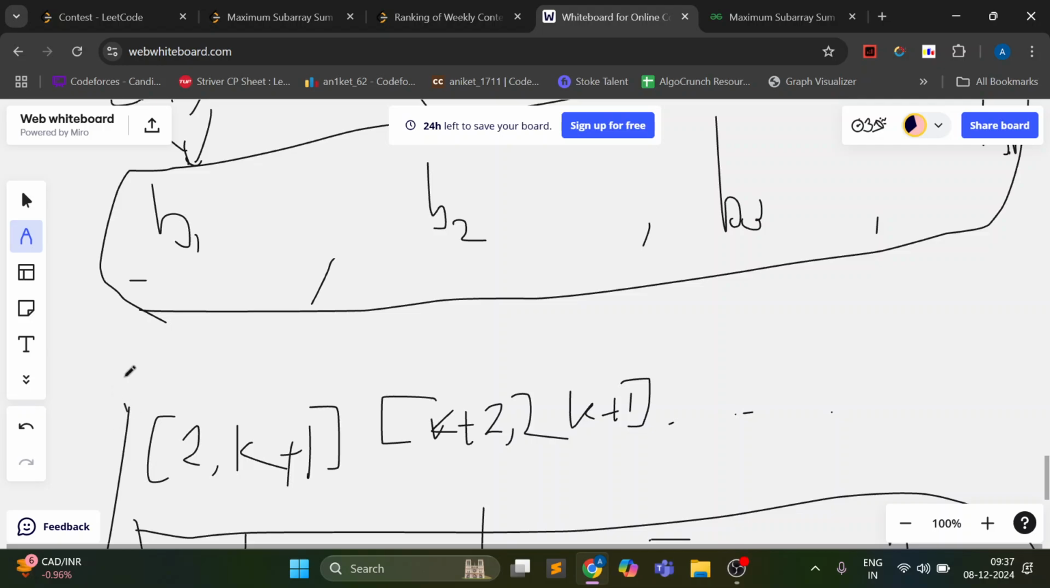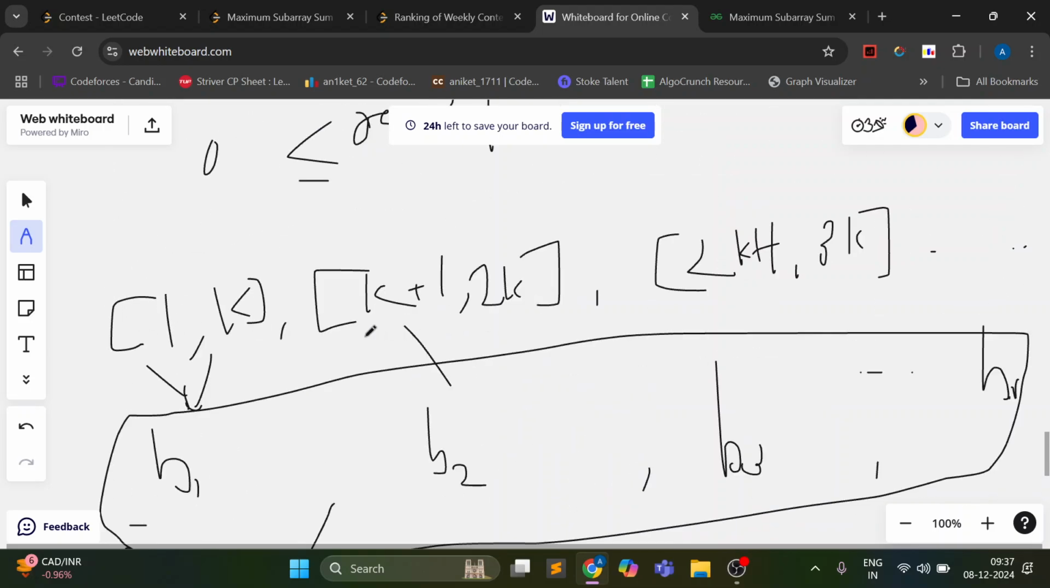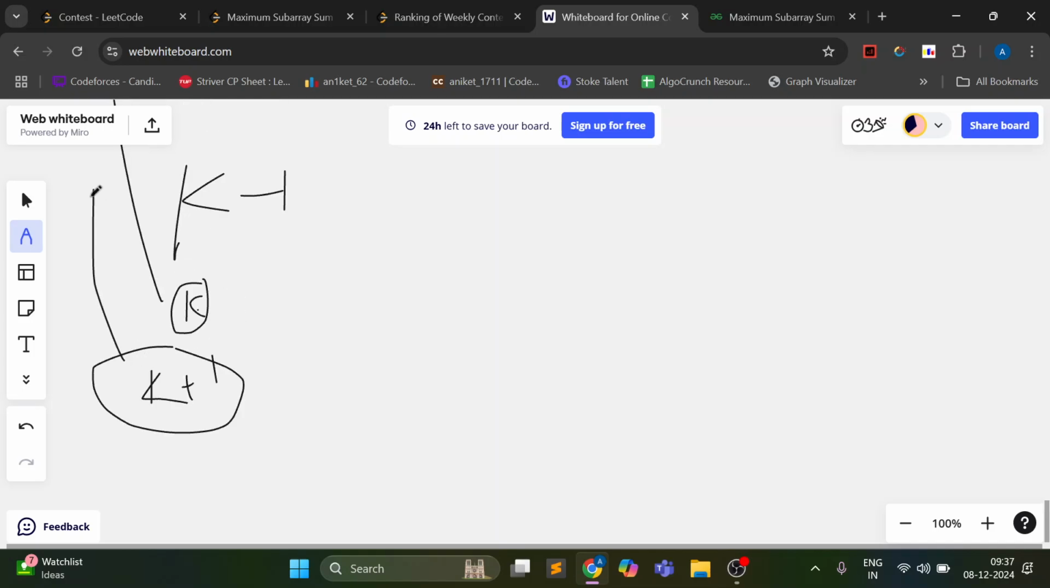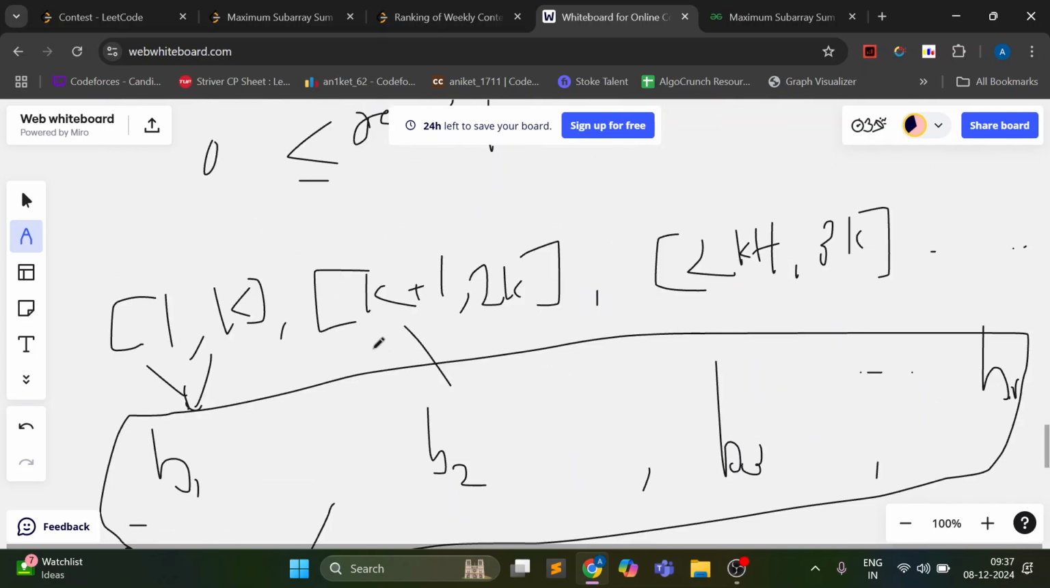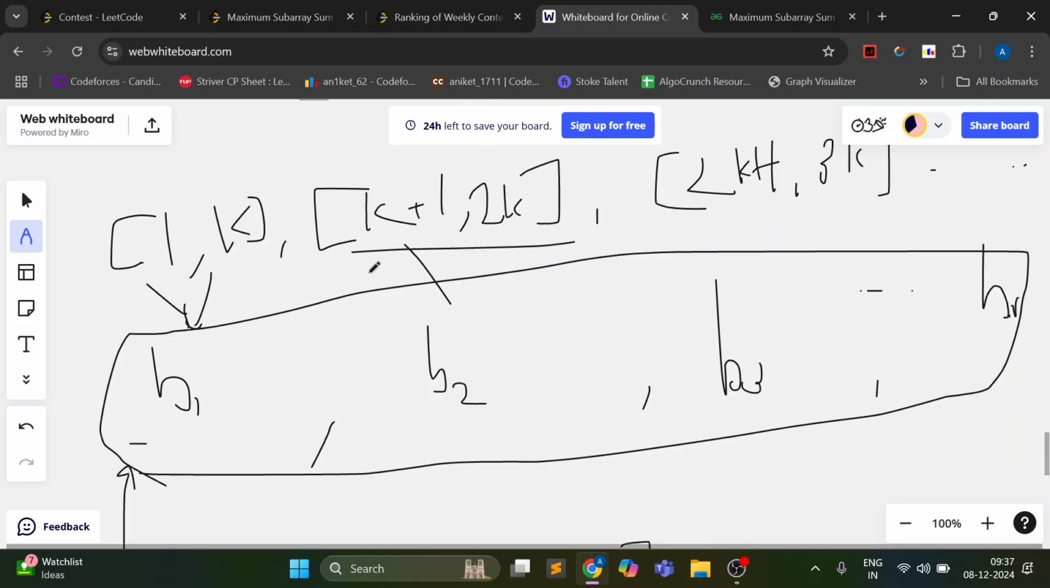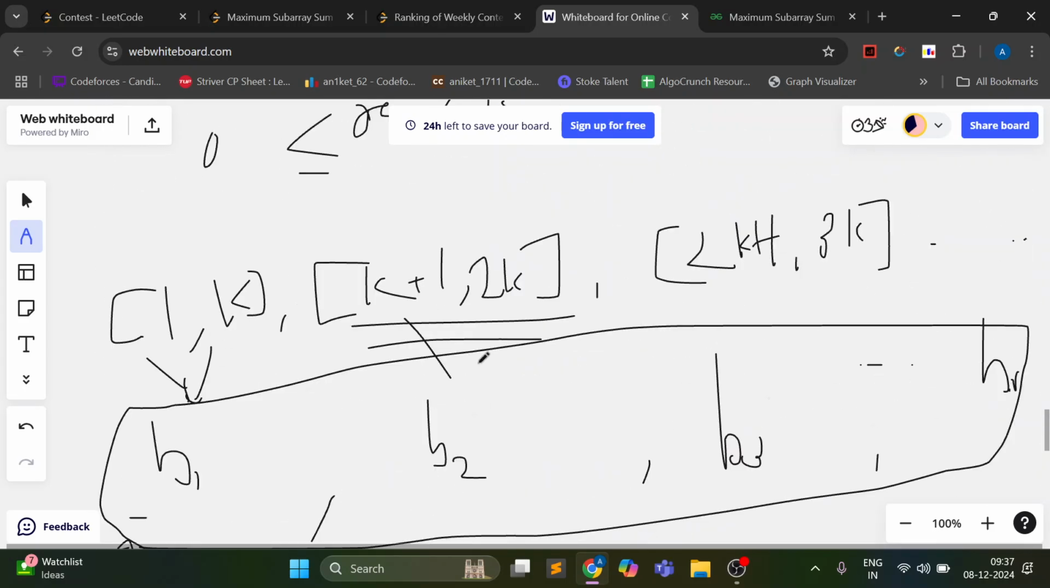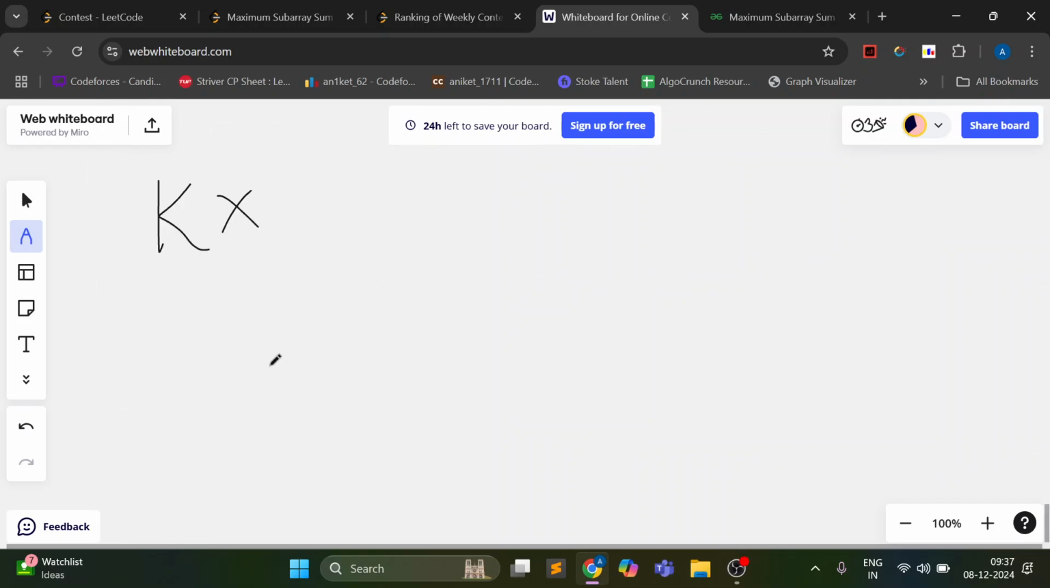You have to do it up to k. You don't have to repeat it for k plus 1, because k plus 1 would repeat itself in this first step itself. So for k, you have to create subarrays, you have to create arrays like this. Now you would say it would take k into n complexity.